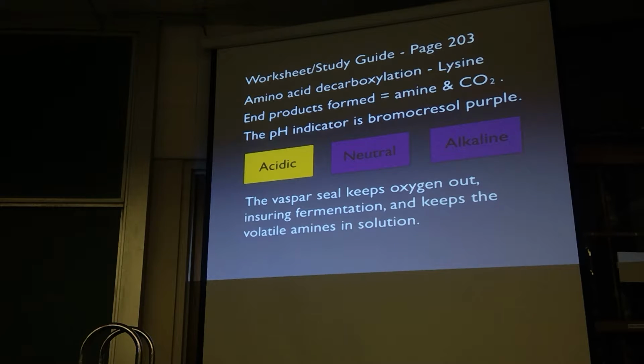The pH indicator that's in the medium is brome cresyl purple. You saw this before in the BCP lactose plates. Now, notice the color change. Brome cresyl purple is purple when it's neutral, and it's purple when it's alkaline, and it's yellow when it's acidic. We put a Vaspar seal on both tubes. Actually, I did. After you inoculated, I put the Vaspar on.